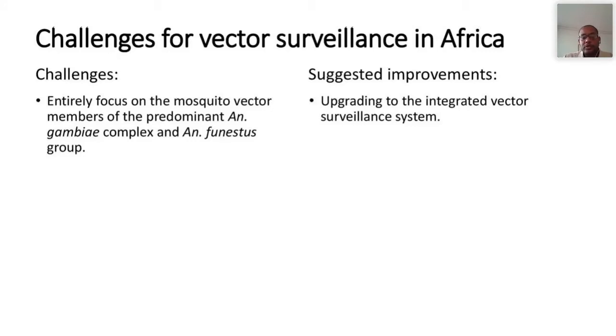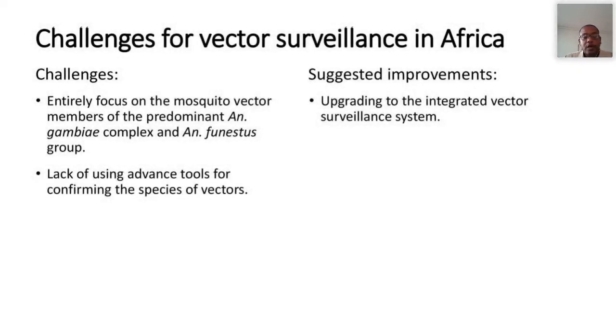The suggested improvement here is upgrading integrated vector surveillance and ensuring that surveillance systems in Africa are really integrated instead of species-oriented or one-disease-oriented. It should shift to an integrated vector surveillance system. Another challenge is the lack of advanced tools for confirming the species, because morphologically the vectors sometimes look similar, although there are differences. A recent identification key, including Anopheles stephensi, was published last year by Maureen Coetzee. Nevertheless, handling thousands of samples per day sometimes leads surveillance teams to just sort samples instead of doing proper identification.